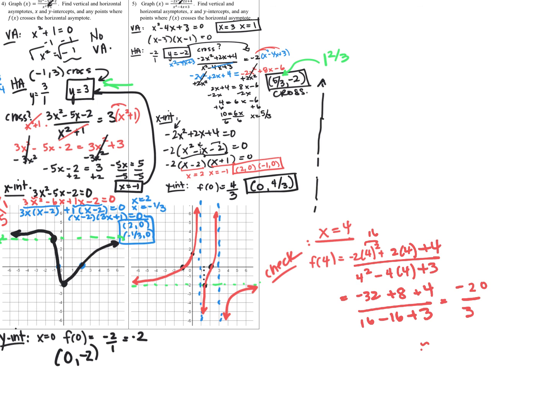So that is, we'll just write it as a mixed number. Negative 20 divided by 3 goes 6 whole times. That's 18. So we'll get 2/3. So negative 6 2/3. So when x equals 4, I'm down at negative 6 2/3. So like somewhere right here, which makes sense to where my graph is. So I hope that was helpful.